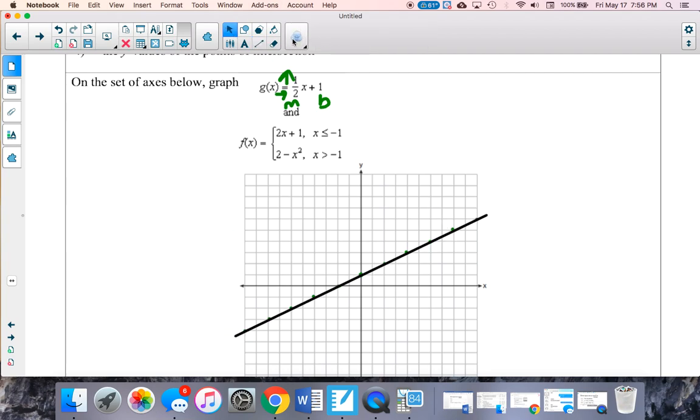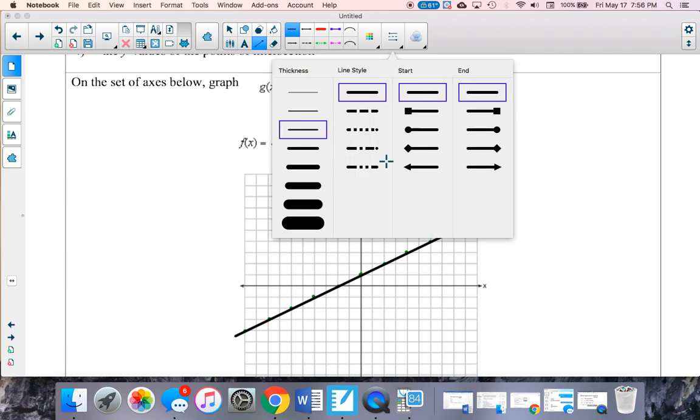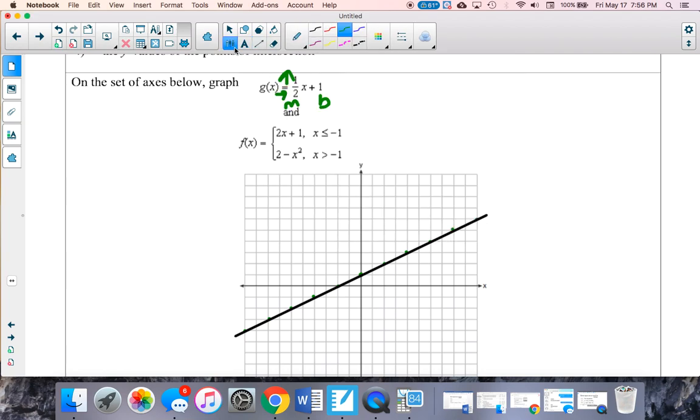Awesome. Arrows. What am I forgetting to do other than the arrows? I am forgetting to label. Okay, so let's label it really quick. I didn't even do arrows. Okay. Let's label this. This is g of x equals 1/2 x plus 1.